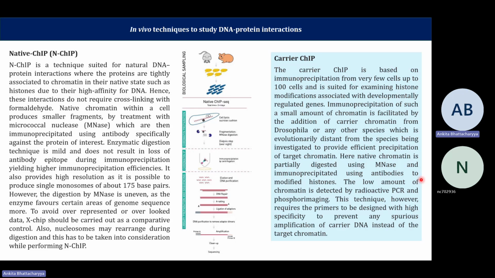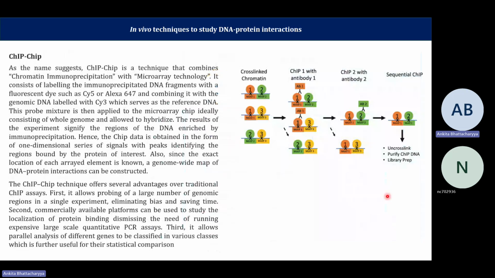But basically, you are simply spiking your sample with more DNA so that immunoprecipitation can be facilitated. And within that population, you have to make sure that what eventually gets detected using PCR is only your desired DNA and not the carrier DNA. So primer designing becomes a very crucial step here.